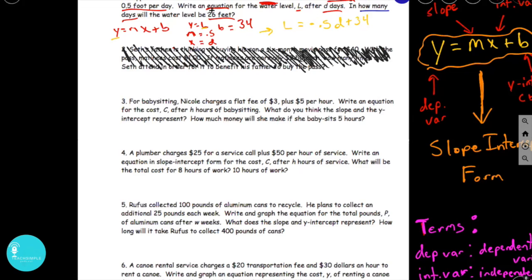So we have to understand what this variable is. We only have two: we have length and we have days. 24 feet, is that a length or is that a day? That's a length, okay? And you want to figure out the days here. So if this is my length, I'm going to substitute 24 feet for L, so 24 feet equals negative 0.5 days plus 34.